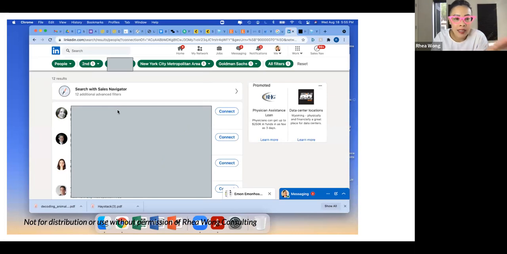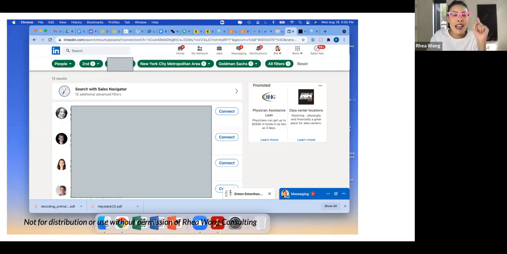Here's what happens. LinkedIn gives you the 12 results of someone who's first or second degree connected to your board member who fits this profile of working at Goldman Sachs in New York. So then you get to go to your board member and say, hey, I have this list of 12 people. Can we talk about these 12 people? And that's so much better than introduce me. Who do you know? Never effective.